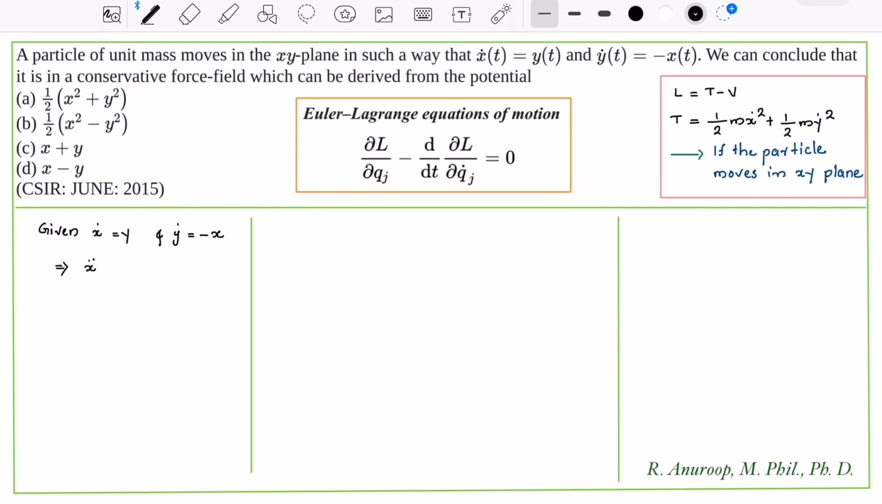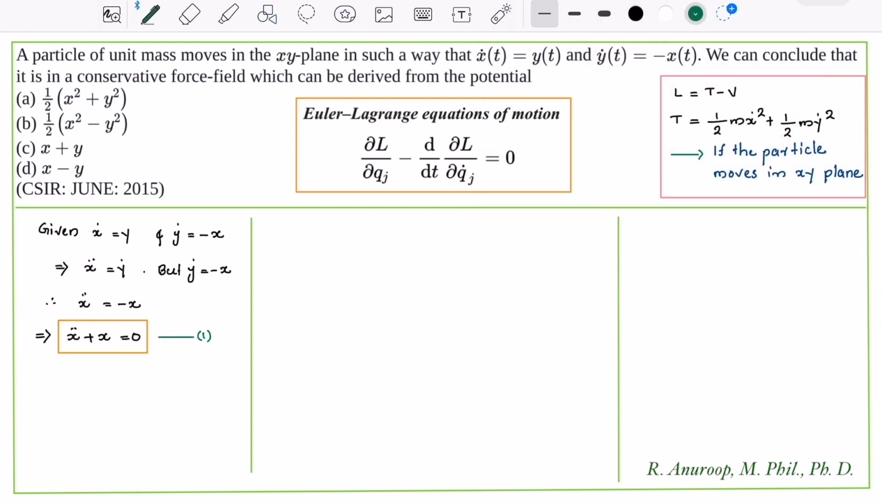That is, x double dot is equal to minus y dot, but y dot is equal to minus x. Hence, we can write x double dot is equal to minus x, or x double dot plus x is equal to 0. This is one equation of motion.